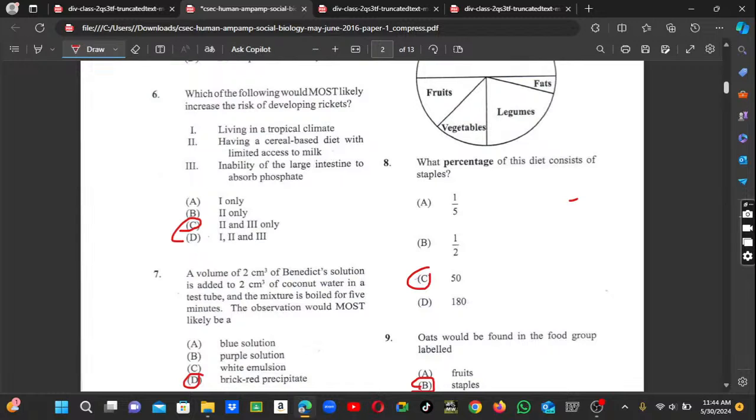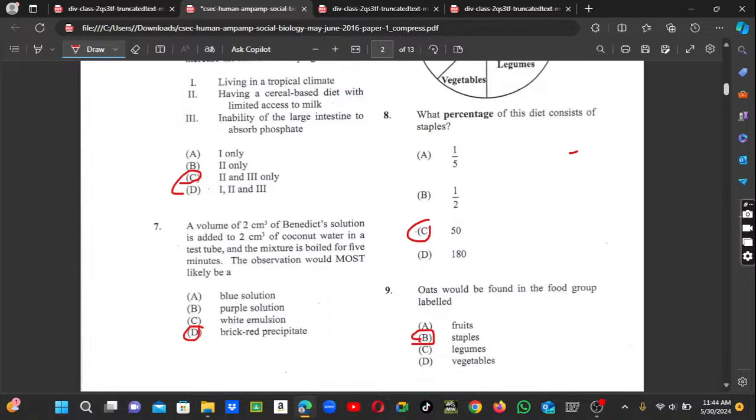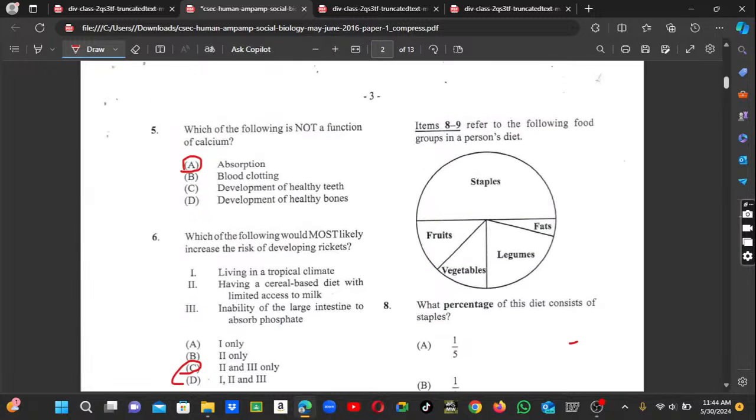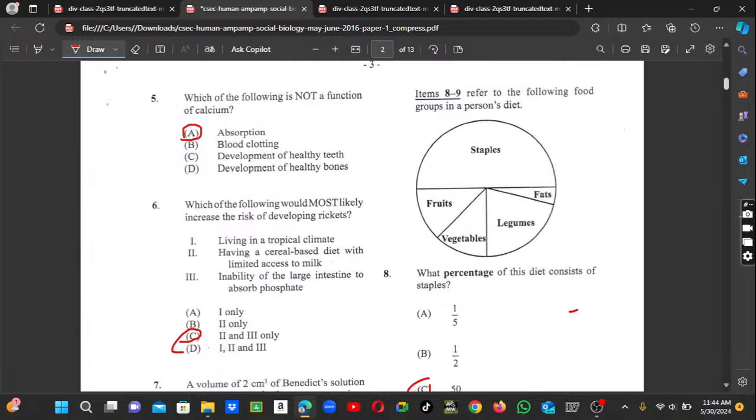All right, so the answer would be D, guys, for number 7. All right, number 8 now. So here, guys, you can see this is a diagram showing the food groups in a person's diet. So we have staples, we have fruits, we have vegetables, we have legumes, we have fat.